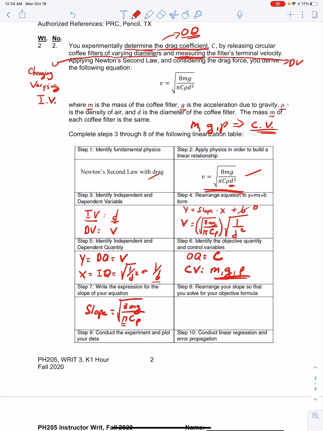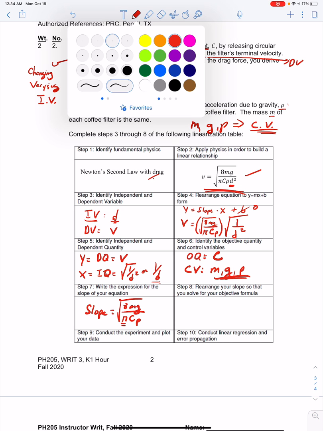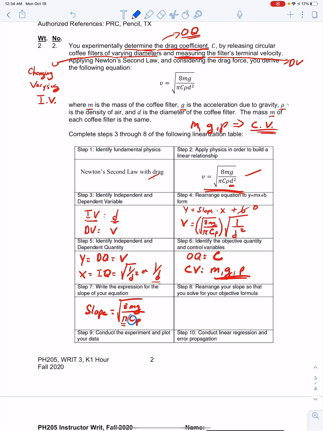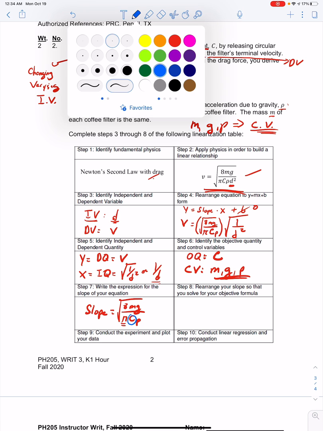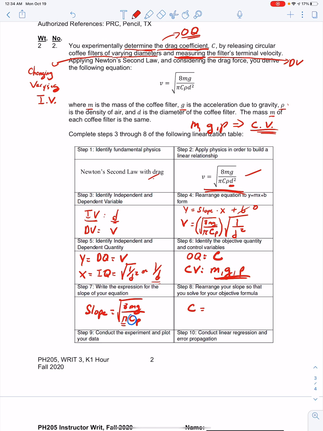Okay? And now the only thing you need to rearrange is the equation, because now your focus is to solve for c. So you're going to go c equals 8 times mass times gravity times pi times density times the slope squared. I literally moved everything from one side to the other because I wanted to have my objective quantity by itself. That is all that I did.